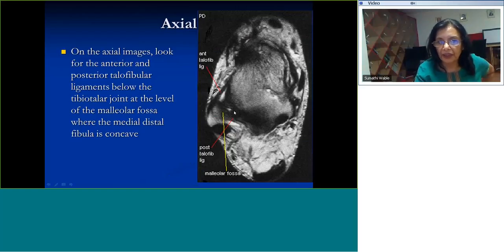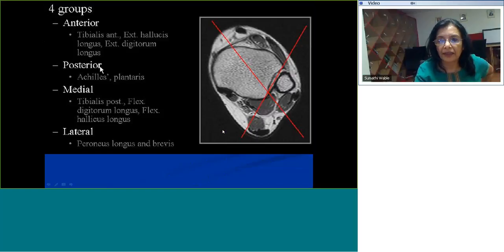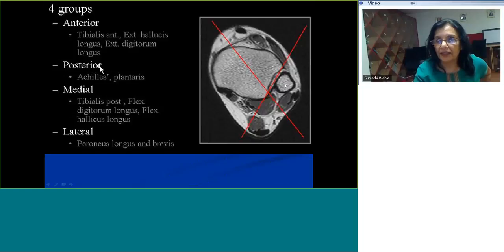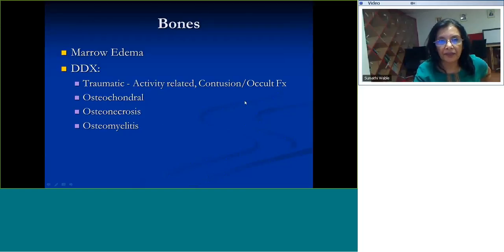Here is the posterior talofibular ligament, and the peroneal tendons seen as one. Actually, there are two tendons. Again, showing the normal appearance of the tendons and ligaments. Here is the posterior tibiofibular ligament. Notice that this section is higher than the one you saw before, where you see the anterior talofibular ligament. Notice that the lateral malleolus is more bulbous here. So this is a higher section.